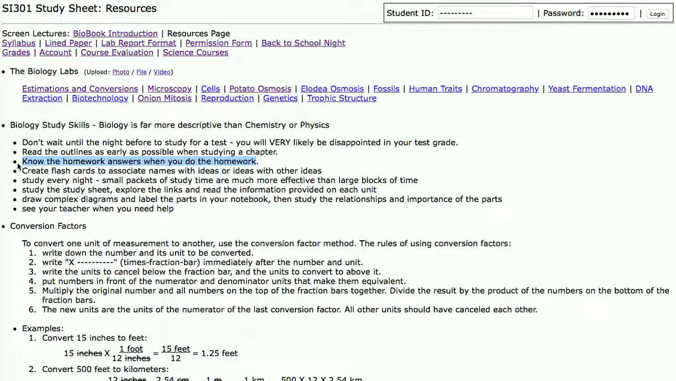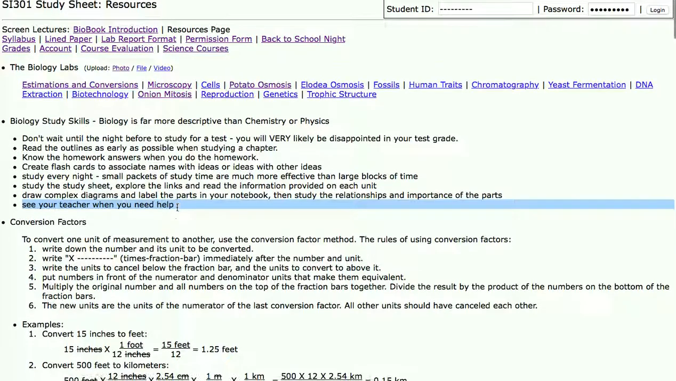So you definitely want to study your homework answers when you're doing your homework. You want to make flashcards or use the flashcards that are available to you on your study sheets, which will help you study. You definitely want to study every night, at least a little bit, in every one of your classes, including biology. Even though we have class every other day, the idea is that you would spend at least 20 or 30 minutes per night on each class to study. And then you want to use your study sheet and the links associated with the study sheet to bounce around and look at the information provided on each unit. Definitely make drawings in your notebook to map out relationships and the associations between parts, and definitely see me if you need help and I can help you out.